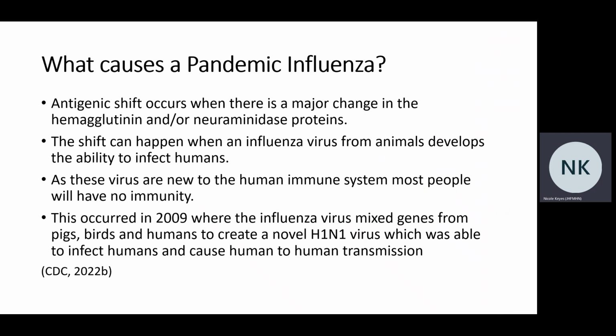What causes a pandemic influenza? So antigenic shift occurs when there is a major change in the hemagglutinin and/or neuraminidase proteins. The shift can happen when an influenza virus from animals develops the ability to infect humans. As these viruses are new to the human immune system, most people will have no immunity. This occurred in 2009, where the influenza viruses mixed genes from pigs, birds, and humans to create a novel H1N1 virus, which was able to infect humans and cause human-to-human transmission.